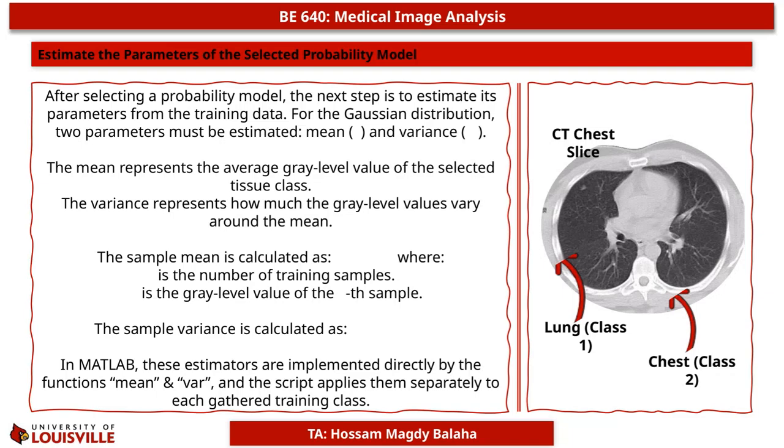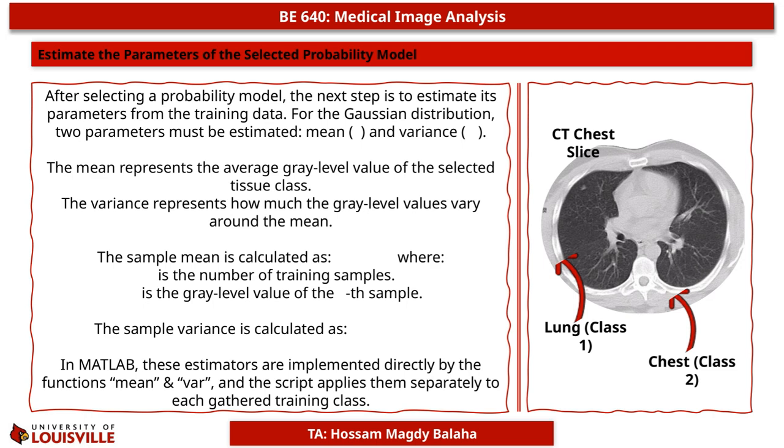Once the probability model has been selected, the next step is to estimate its parameters using the training data. For a Gaussian model, those parameters are the mean, mu, and the variance, sigma squared. The mean describes the average gray level value for a tissue class, while the variance describes how widely the sample values spread around that average. To estimate the mean, we add the gray level values from the training samples and divide by the total number of samples, n. The variance then measures the squared differences between each sample and the estimated mean. Because variance is calculated from a sample, the denominator is n-1.